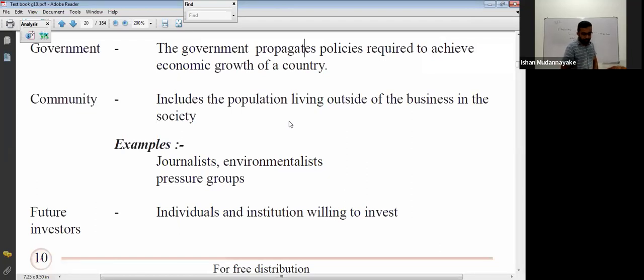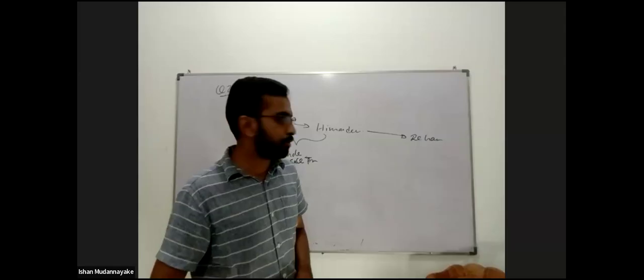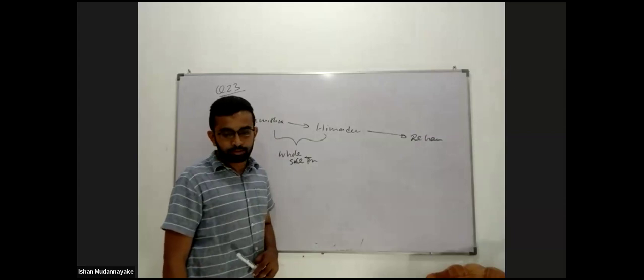And then my last one, future investors: individuals and institutions willing to invest in future. They're willing to invest in the business organization in future. They're willing to purchase shares of the business organization in future. Future investors. Then they are the stakeholders in a business organization.